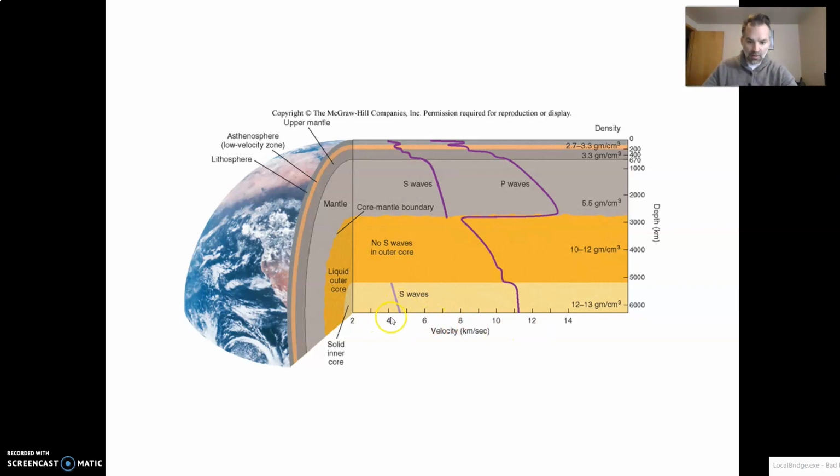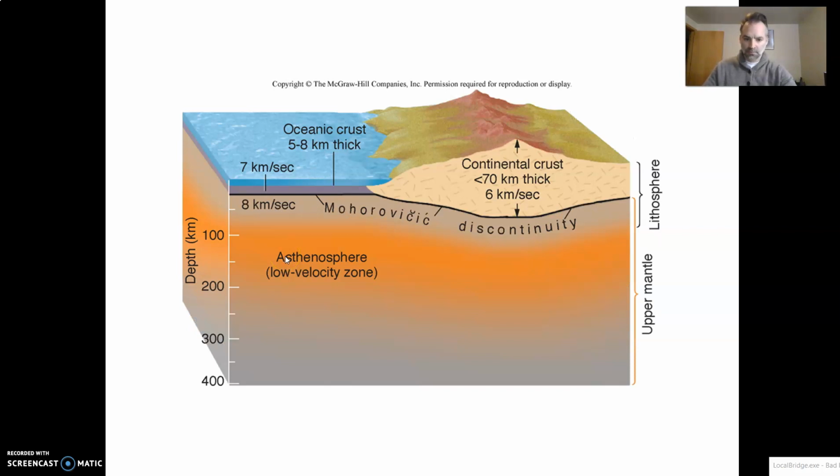So that's showing you a holistic look at depth and velocity as well as your density. That's a cool diagram. I like this. So this is another cartoon diagram just showing you mainly the thickness of your crust, your oceanic crust, and showing you your velocity variations here.